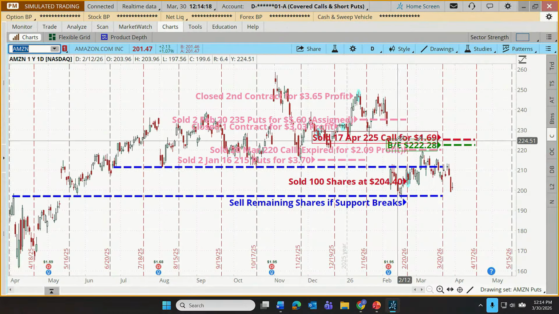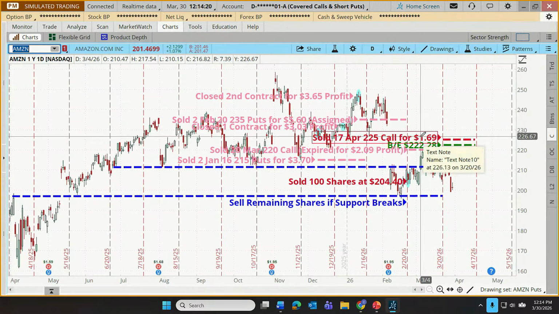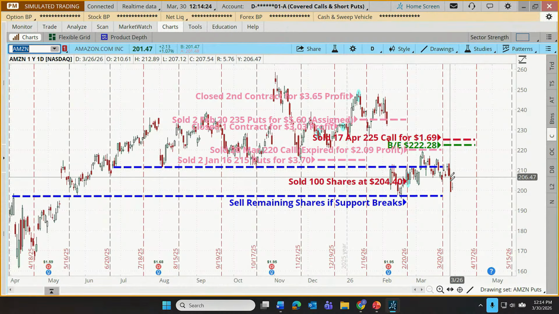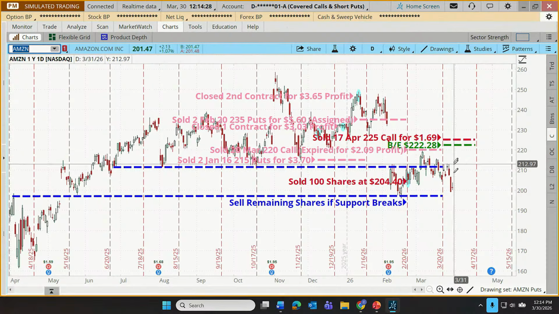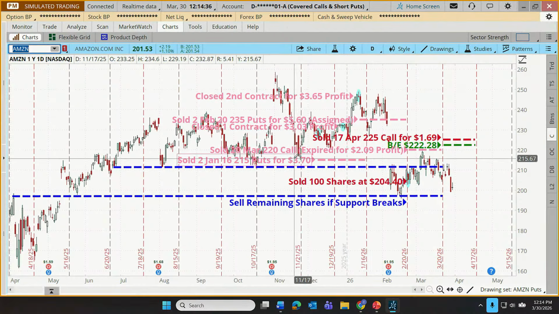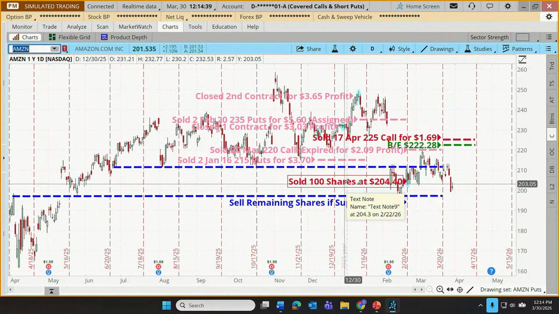We sold some April calls. These are the ones that we're waiting on right now. Our break even is actually at 222.28, but price has actually fallen below that level. So this is a below break even trade. Even if we were to get to expiration, we need this to rally up here just to break even including all of the history.